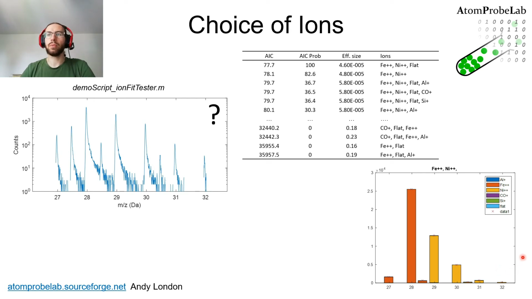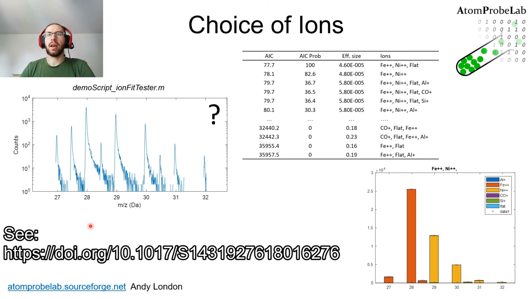Something which is really important and I've been working on fairly recently is figuring out which ions should be chosen for a particular data set. If you look at the data here, if you're familiar with working on steel, you might recognize this mass spectrum as containing iron and maybe nickel. But there's a question, do we include aluminium here? Should we include silicon or carbon monoxide in this 28 peak? And actually there is a rigorous statistical way of doing that. And that's what's included in the ion fit tester function. And there's a demo of that.